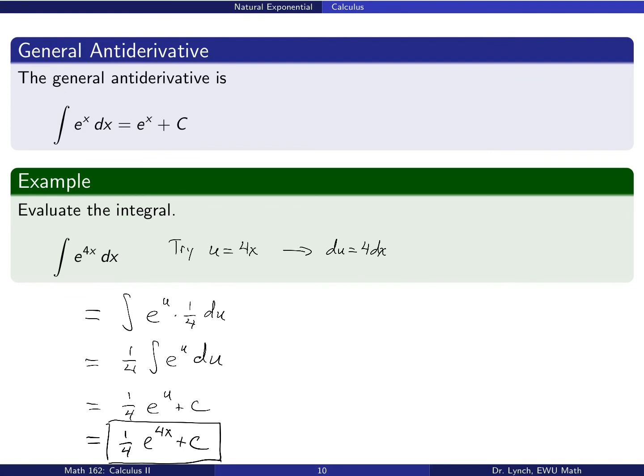Now, these types of simple u substitutions are going to become more routine for you soon, and you'll get used to the form that these simple u substitutions take, just like with cosine and sine.